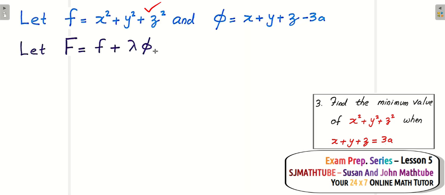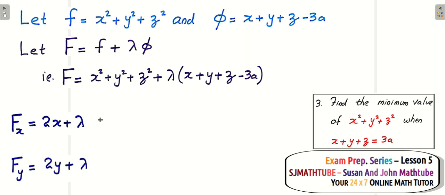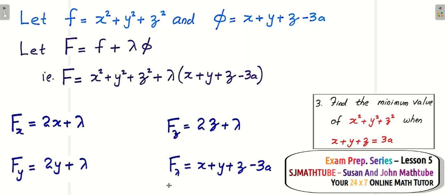Anyway, I'm going to work out this problem with Lagrange's method. So let capital F equal small f plus lambda into phi, and that gives me a function which looks like this. Now do you remember the procedure? Yeah, all the partial derivatives, fx, and it's not that hard to calculate, fy, fz, and f lambda. Remember, f lambda means you're differentiating partially with respect to lambda.